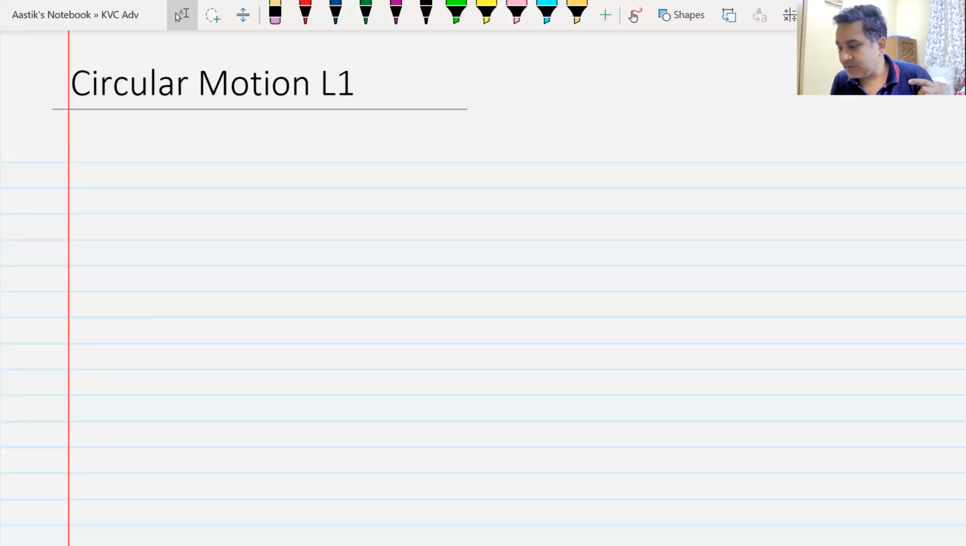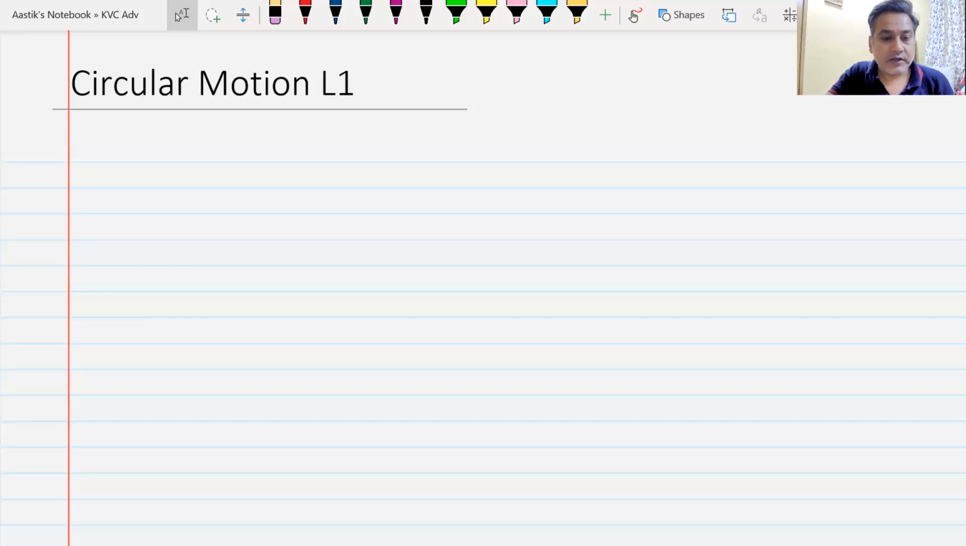Now, as soon as we start this circular motion, the first thing you have to understand is what do you mean by a circular motion? A particle moving in a circular path. Well done. What do you mean by a circular path?